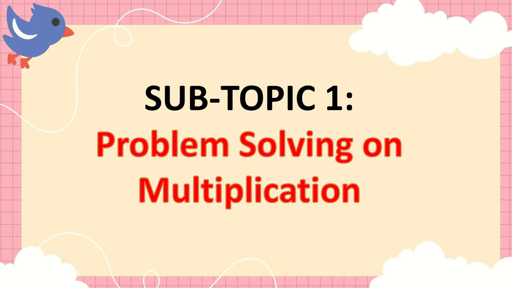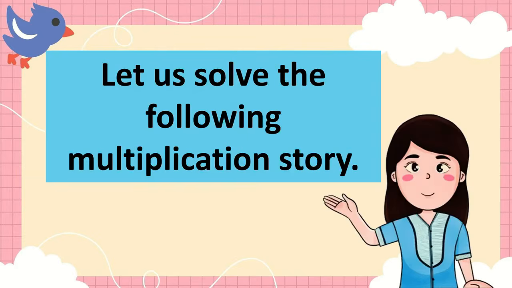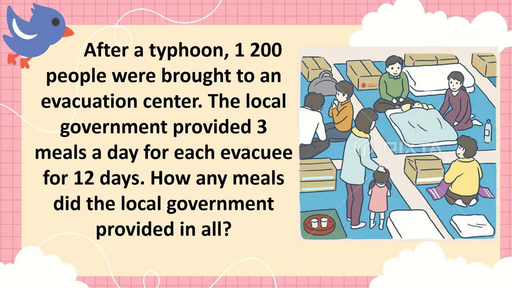Subtopic 1. Problem solving on multiplication. Let us solve the following multiplication story. After a typhoon, 1,200 people were brought to an evacuation center. The local government provided 3 meals a day for each evacuee for 12 days. How many meals did the local government provide in all?